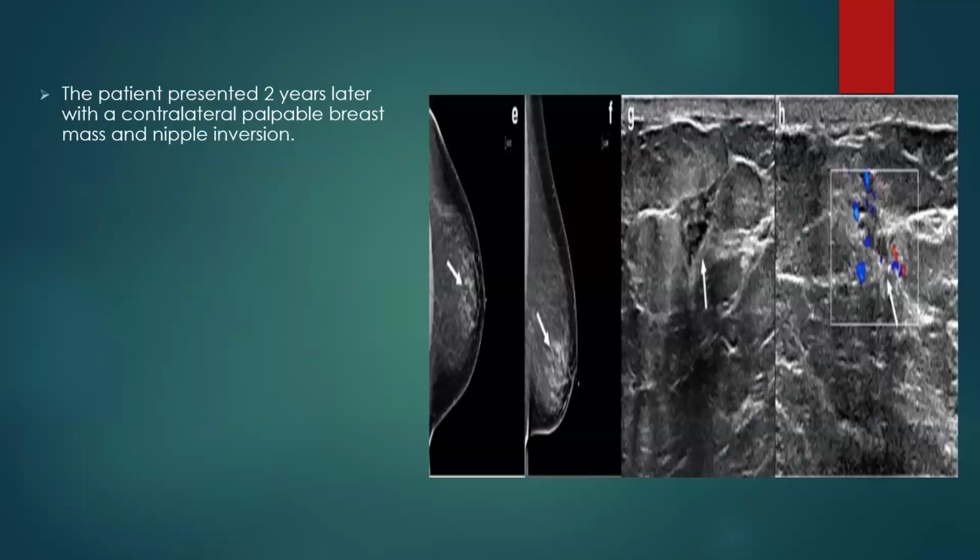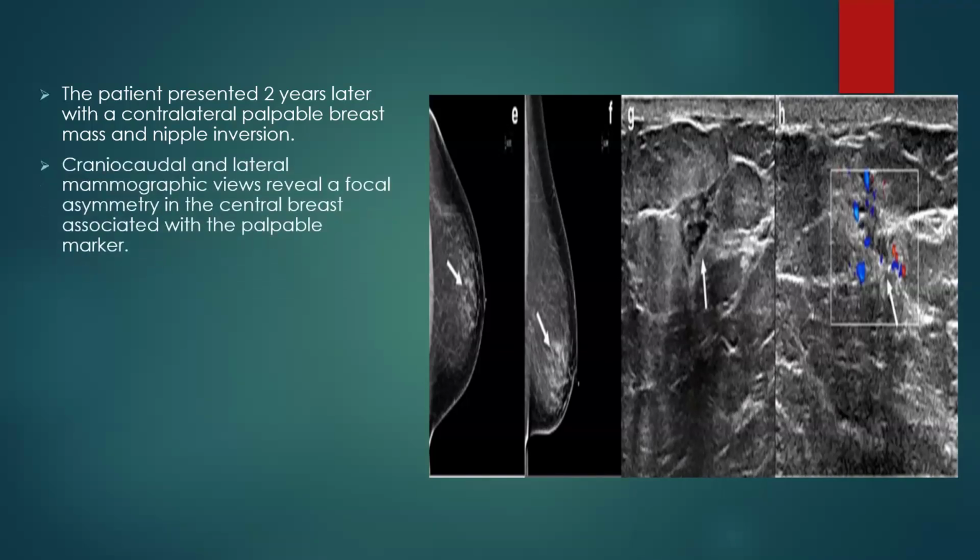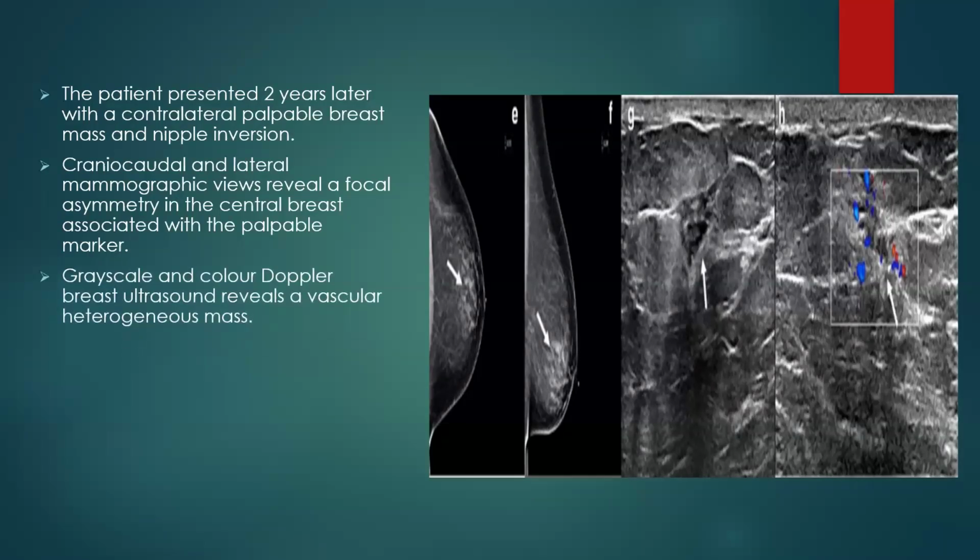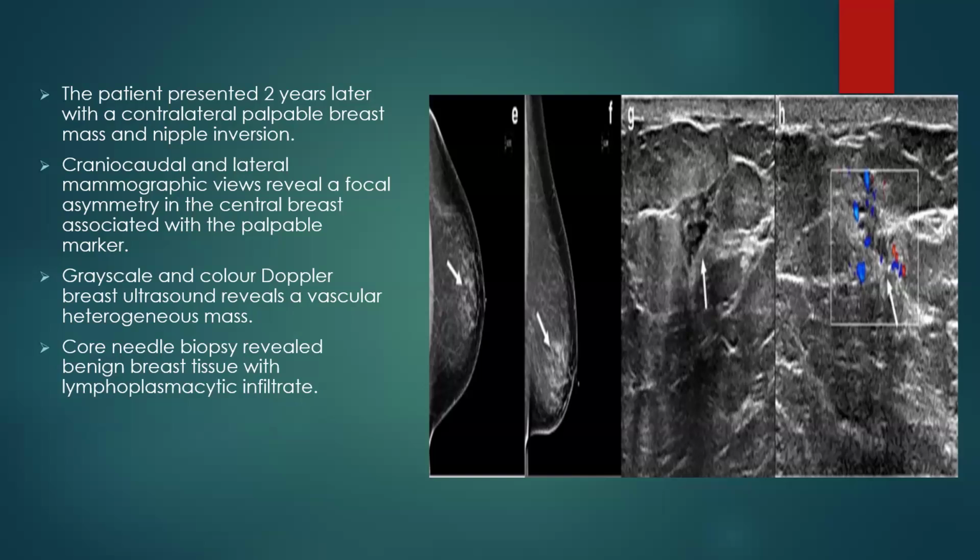The patient presented 2 years later with contralateral palpable breast mass and nipple inversion. The craniocaudal and lateral mammographic views revealed a focal asymmetry in the central breast associated with palpable marker. The grayscale and color Doppler breast ultrasound reveals a vascular heterogeneous mass. And again, when the core needle biopsy was done, it revealed a benign breast tissue with lymphoplasmacytic infiltrate. No history of diabetes was found in this patient, and the patient's symptoms improved over the following 6 months.